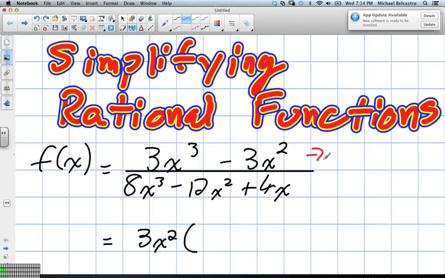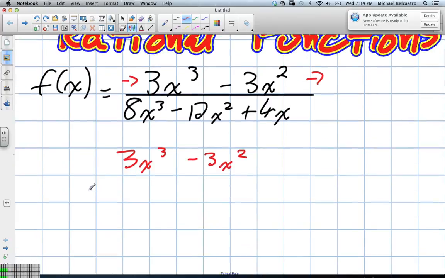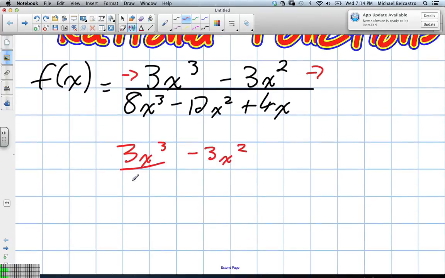We'll focus on the top to start. Instead of jumping through steps, I'm actually going to focus on each part. So let's focus on the first part and factor it. We have 3x cubed, this is the top, minus 3x squared. We said we could take the common factor of 3x squared out of both of these. So the 3x squared doesn't disappear. It comes to the outside of one set of brackets. That's our common factor.